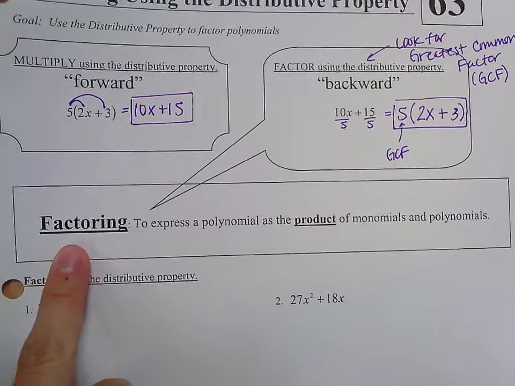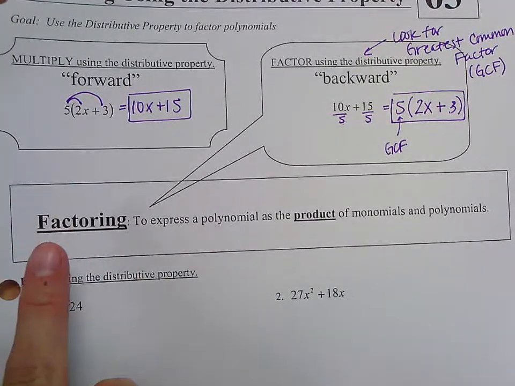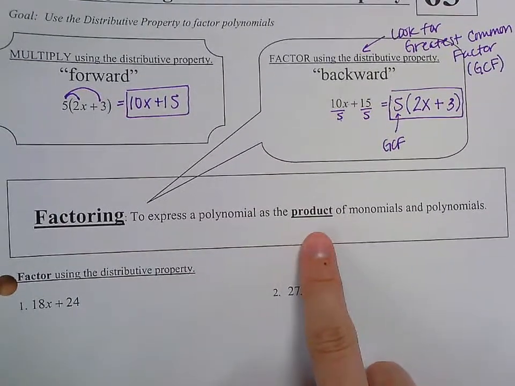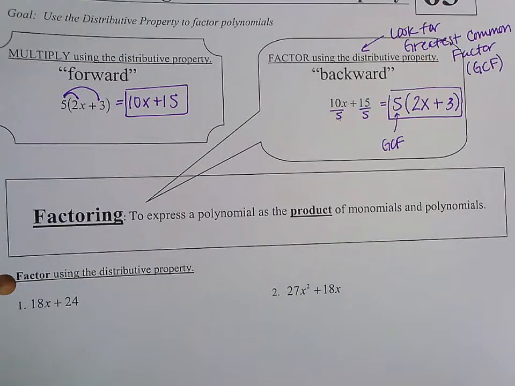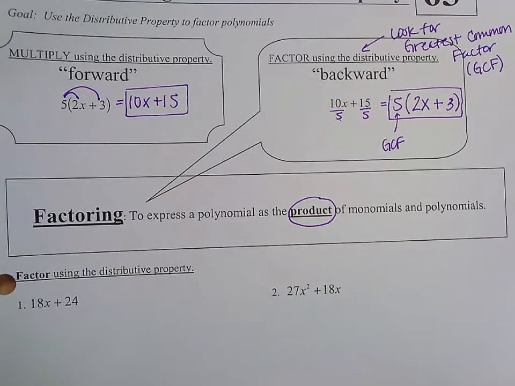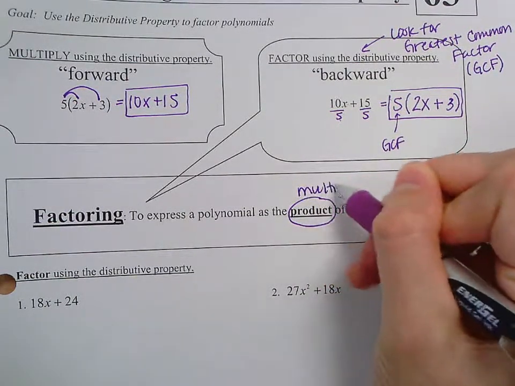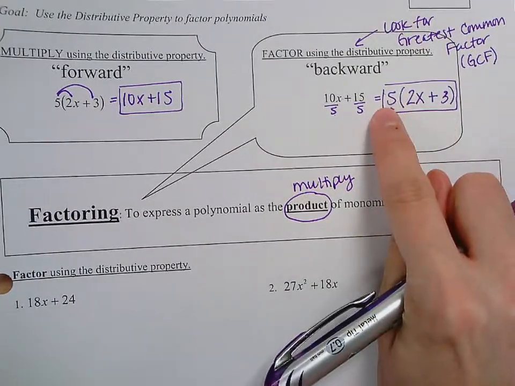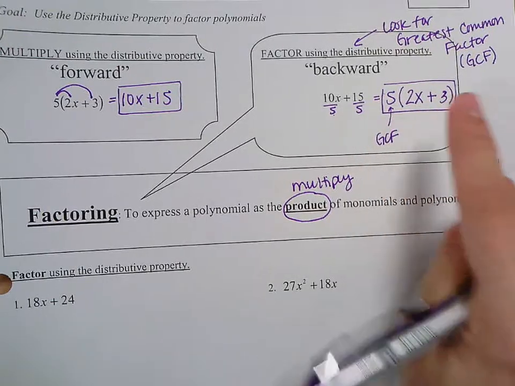Okay? Factoring. So I know I've just talked about factoring. It's the reverse of multiplying. You're looking for what two things multiply to equal what you're given. But formally, the definition is to express a polynomial as the product of monomials and polynomials. And what does product mean? What operation? Add, subtract, multiply, or divide? Multiply. Product is multiply. So in your answer, notice what we just wrote here, this is 5 times the quantity 2x plus 3.